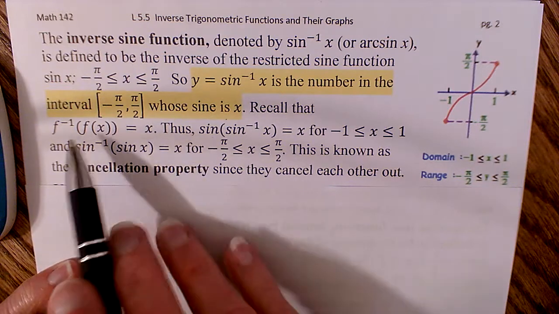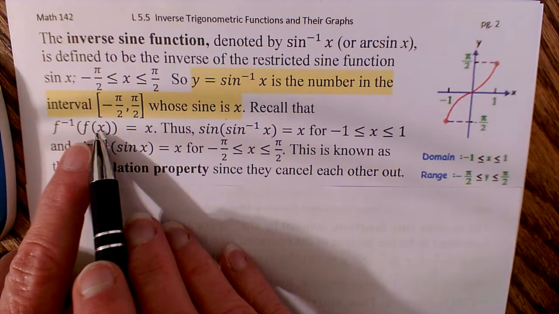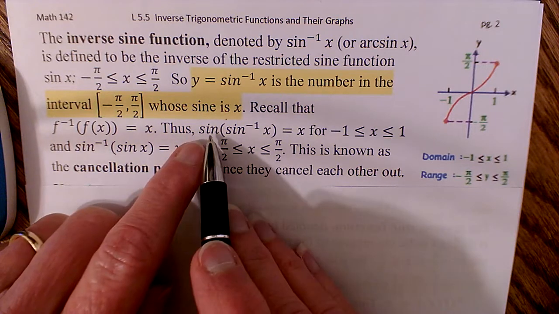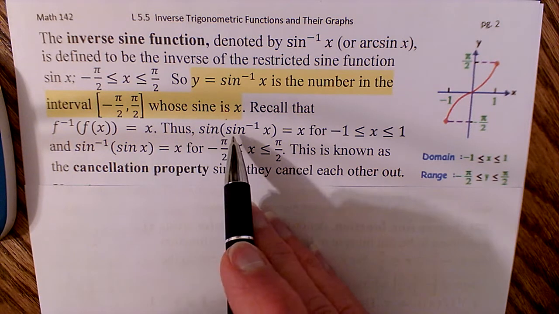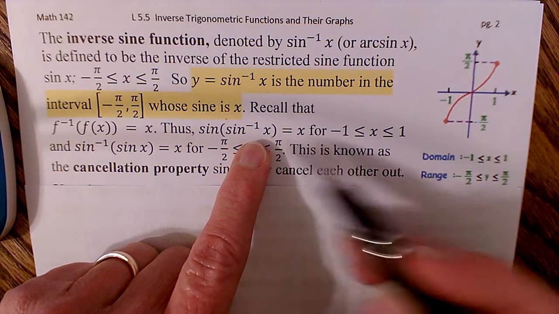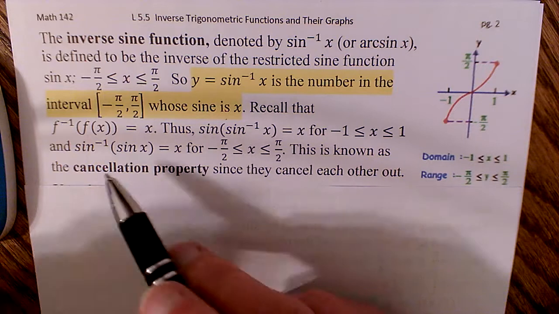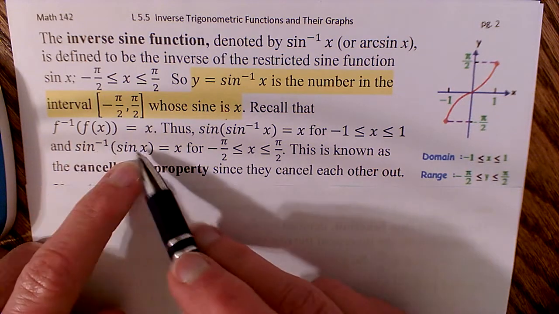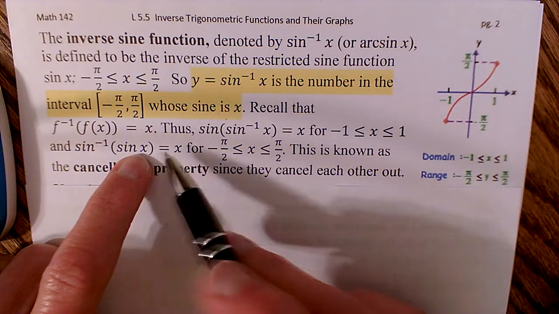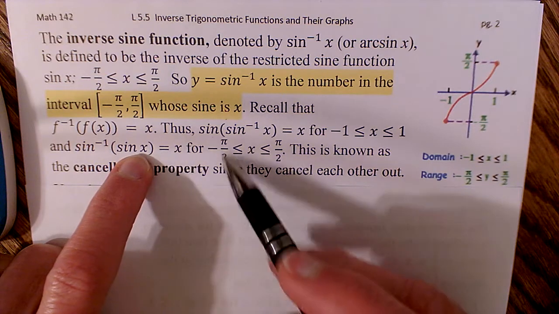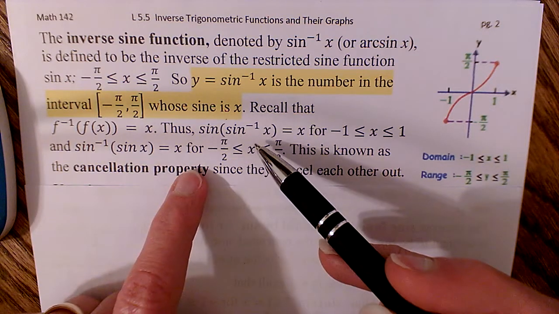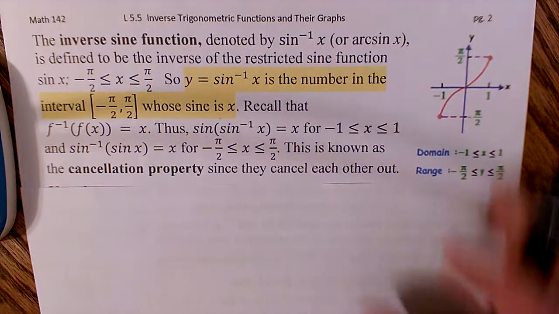Keep in mind that when you have f inverse of f of x, you get x. So let's use sine instead of the f's. That means if I have sine of the inverse sine of x, I'm going to get x, as long as my x was between negative 1 and 1. At the same time, if I've got the inverse sine of the sine of x, then I'm going to get x, as long as my x put into the sine function was between negative pi over 2 and pi over 2. These two properties are known as the cancellation property because they cancel each other out.